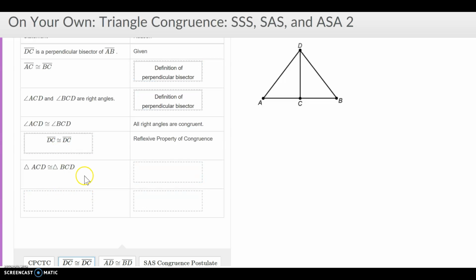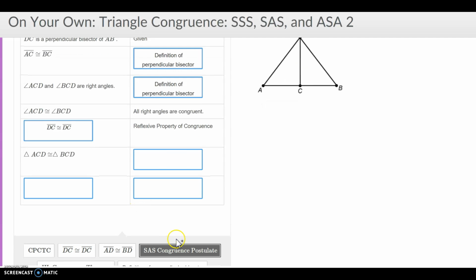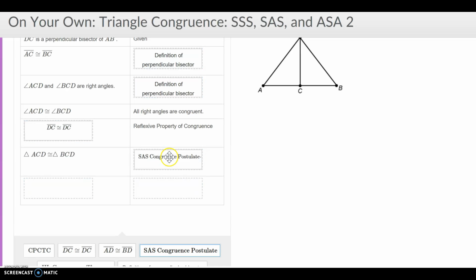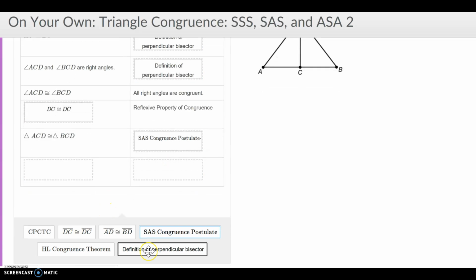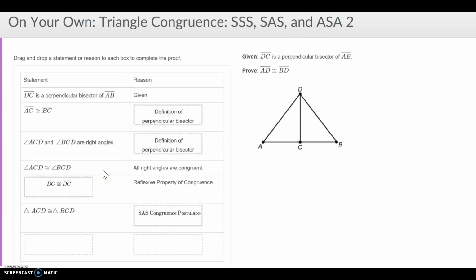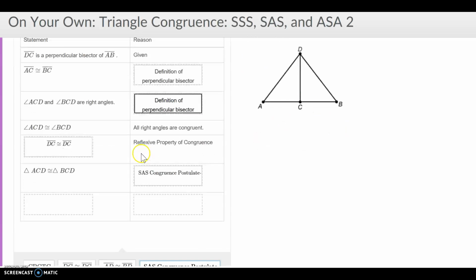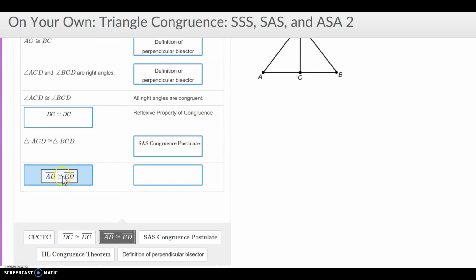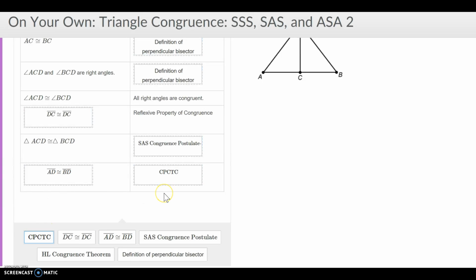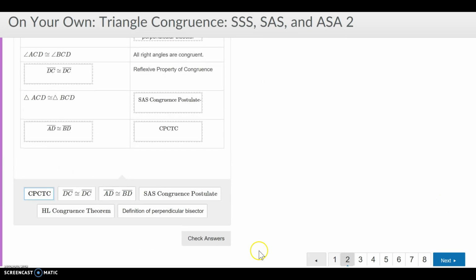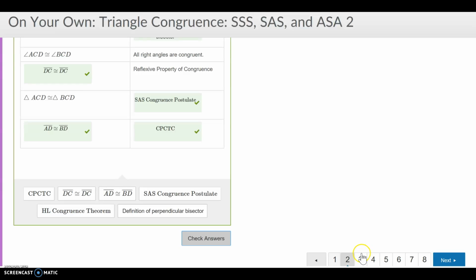And in triangles ACD and BCD, now we have side-angle-side congruence postulate. And we know that these triangles are congruent. And what were we trying to prove? That AD is congruent to BD. That's the outside lines. So we know that that is true. And that is because of corresponding parts of congruent triangles are congruent. Let's check it. There we go.